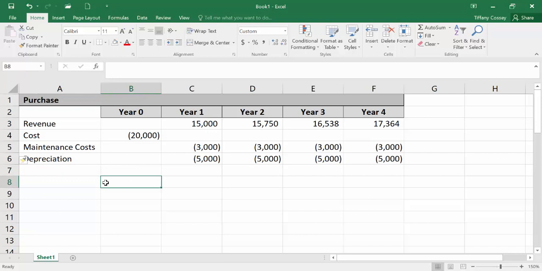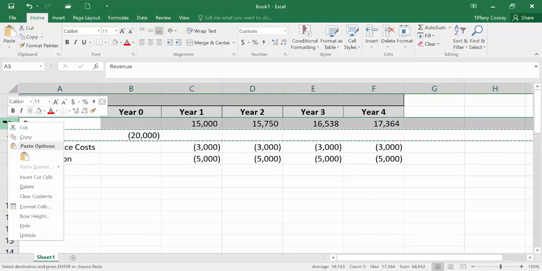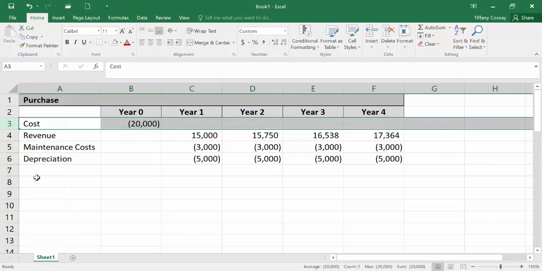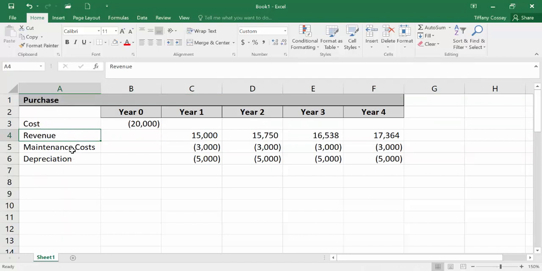Before I can get to the actual cash flows, though, I need to calculate one more thing, and that is the tax. Because if I am undertaking a project that's going to generate additional net income, the government is going to want to tax me on that, and I've got to figure out how much is going out the door. Tax is based on accrual basis net income, so we need to figure out what our accrual basis income is going to be. So what I'm going to do is take the cost and put it up here. We're going to take the revenue and subtract out the maintenance costs and the depreciation.